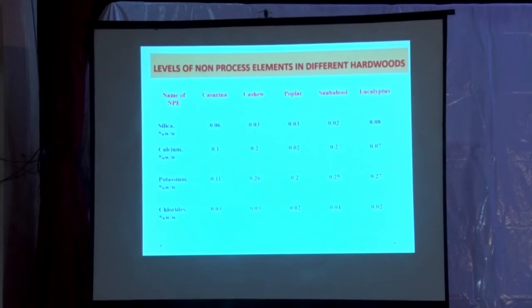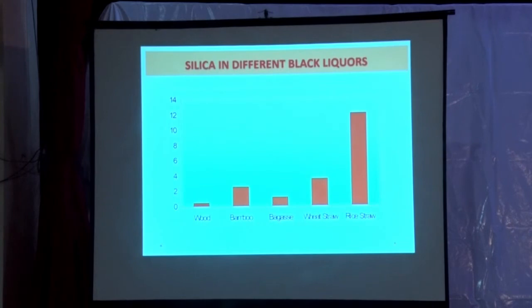It was discussed in the morning that different hardwoods have silica, calcium, potassium and chloride, and you can see that poplar and eucalyptus are the major subjects. The mills which are using waste from the poplar ply industry, you can find that they are ending with more problems as compared to others. This is the silicate content in different black liquors: dry straw, wheat straw on the higher side. Then comes bamboo and bagasse. And wood has very low silicate content.